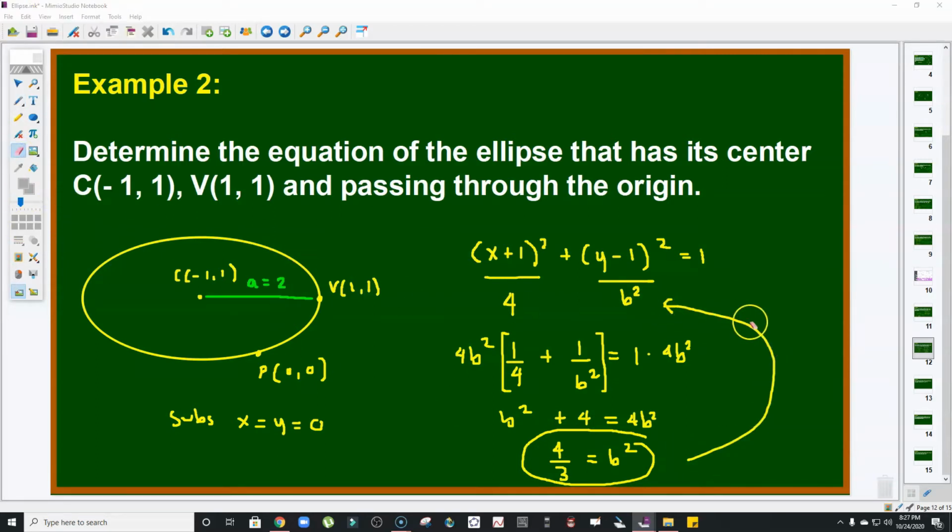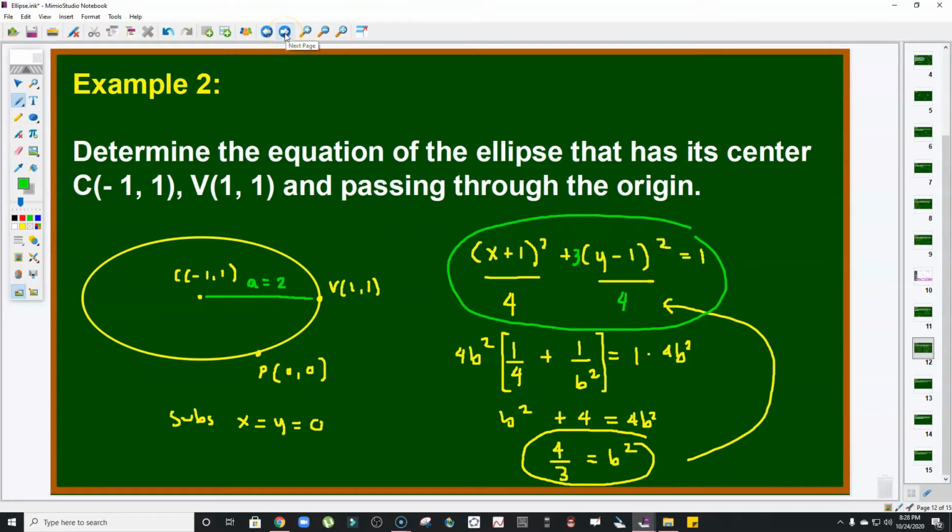So, I'll just erase this because I don't have enough space. Alright? So, the equation of the ellipse is (x plus 1) squared over 4 plus (y minus 1) squared over 4 thirds, so dito mapupunta yung 3, equals 1. So, therefore, this is the equation of the ellipse that we're looking for. See that? Okay. So, that's it.